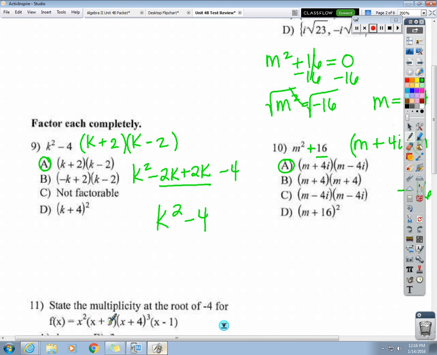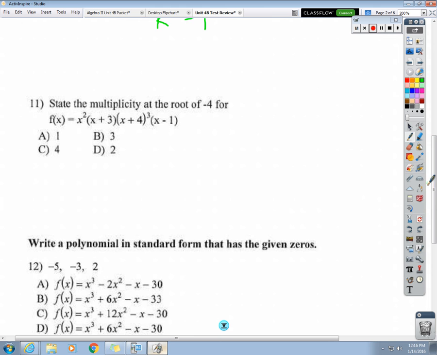Okay, number 11. State the multiplicity at the root of negative 4 for this polynomial. Okay, root is just another word for 0 or x-intercept. So if they tell you there's a 0 at negative 4, how is that written in factored form? X plus 4. So we need to bring our attention right here. And that x plus 4 is cubed. So that means it has a multiplicity of 3.